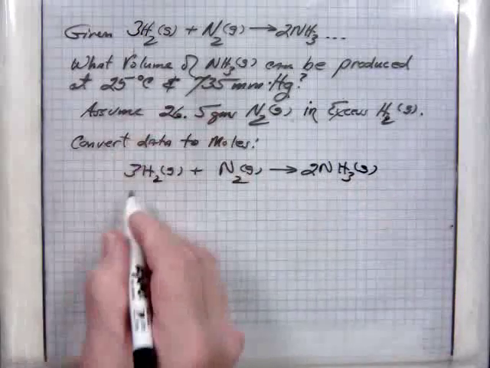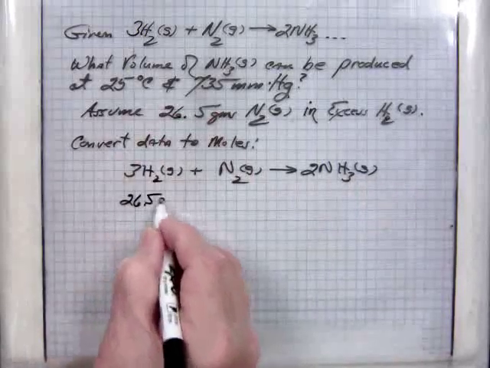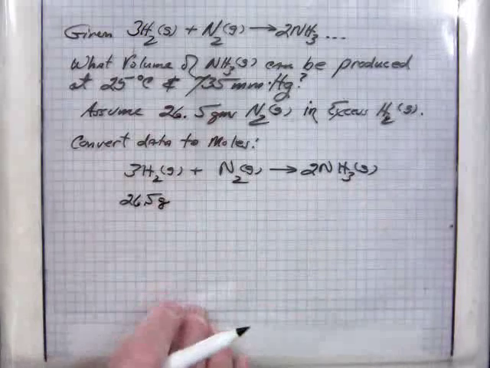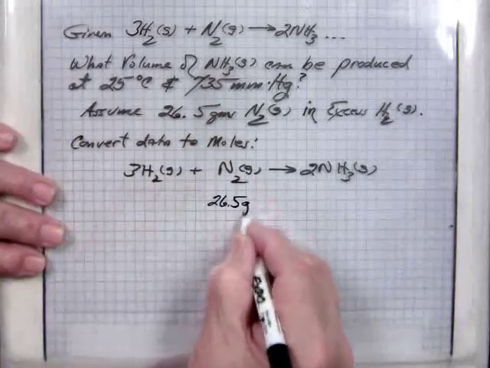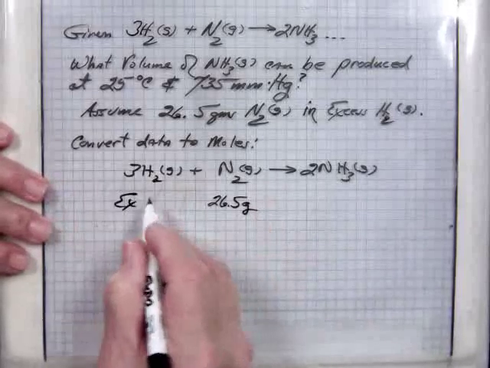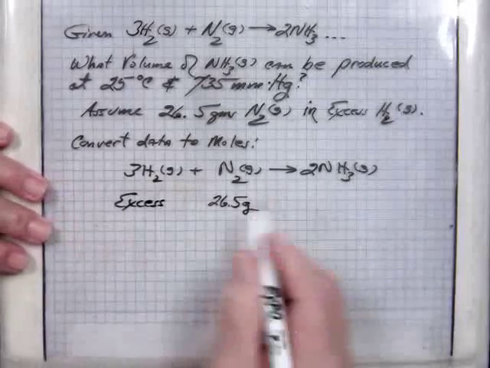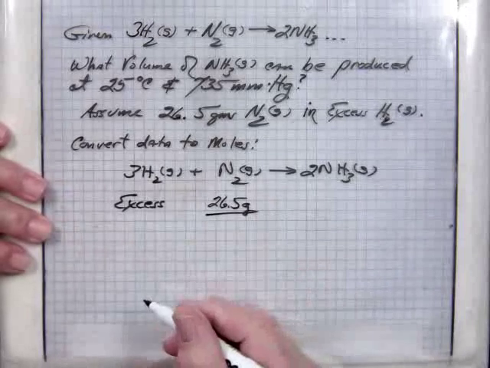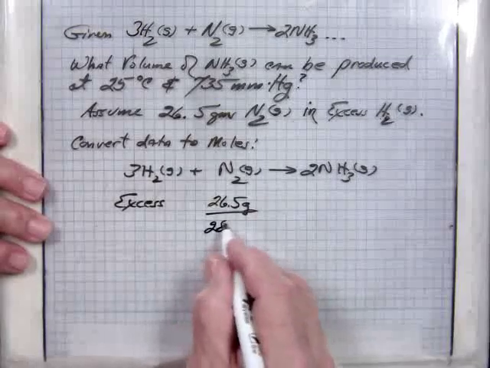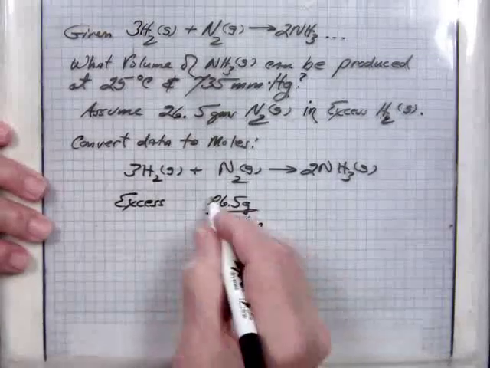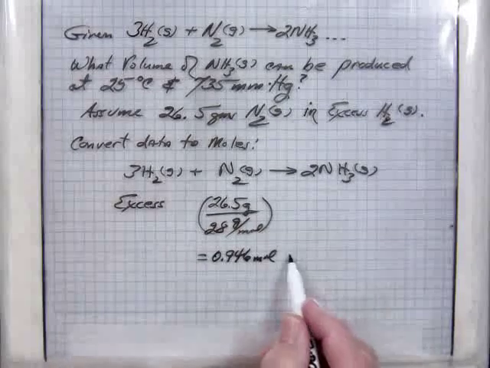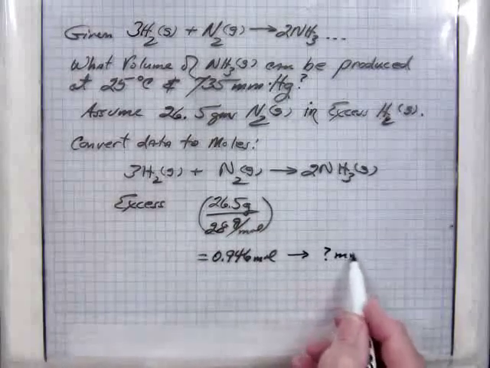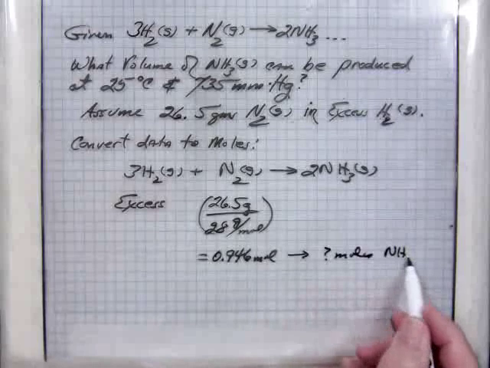And we're given 26.5 grams of, did I say nitrogen? I'm sorry. 26.5 grams of nitrogen, and this will be in excess. Okay, nitrogen's 28 grams per mole. Everybody good? And so if we get 0.946, how many moles of NH3 will be produced?